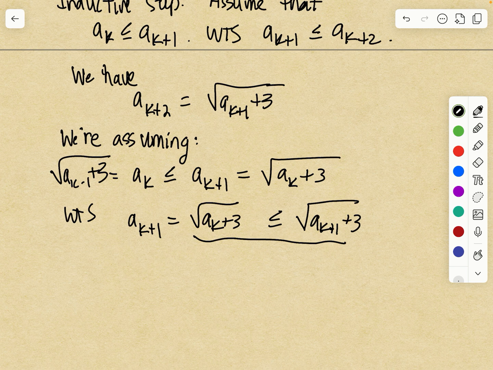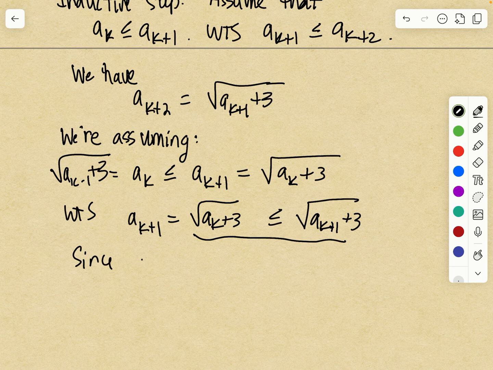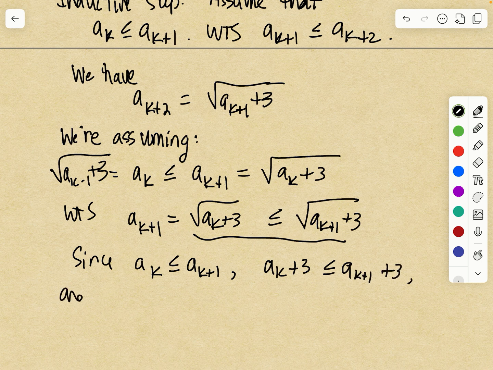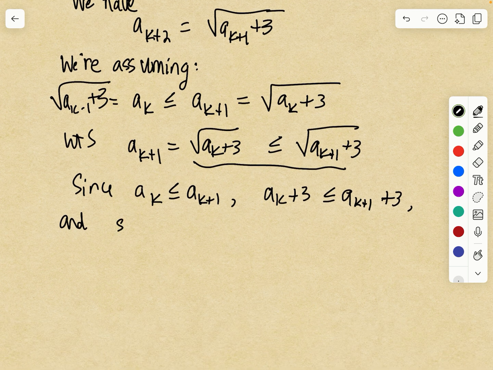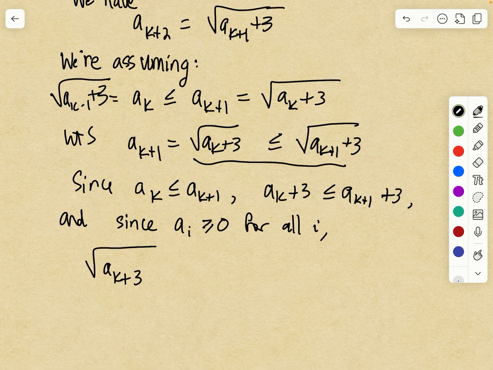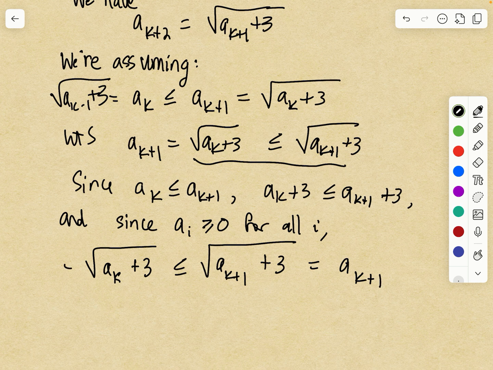Well, now do you see what we can do? Since a_k is less than or equal to a_(k+1), a_k plus 3 is less than or equal to a_(k+1) plus 3, and since these are all non-negative numbers, and once you add 3 you're going to get positive, the square root of a_k plus 3 is less than or equal to the square root of a_(k+1) plus 3. And this is equal, on the right, I have a_(k+2). On the left, I have a_(k+1).